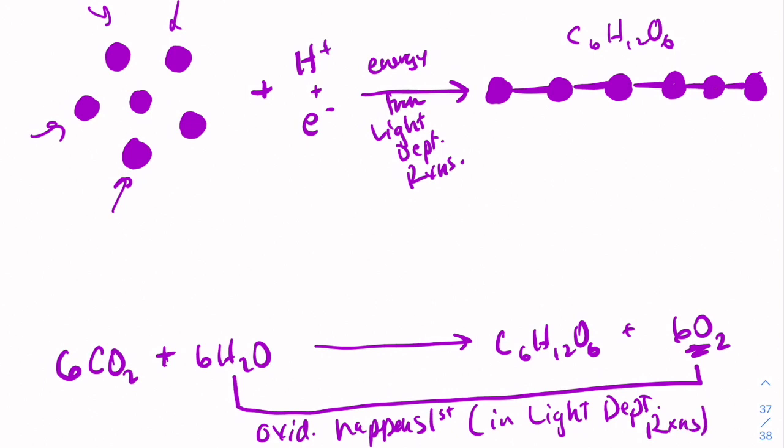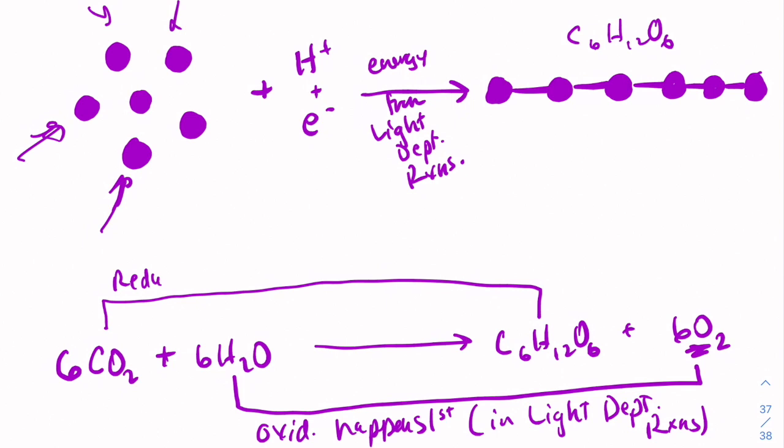And it produces a ton of ATP. After that's done, only after that's done, are these 6 CO2 molecules put together to form a sugar with the leftover hydrogens that came from water. And this is a reduction, and it happens last in the light-independent reactions.